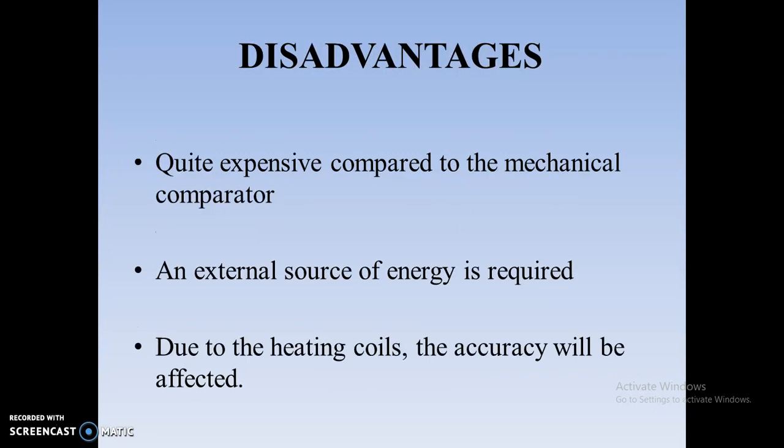What are the disadvantages? The first point is it is quite expensive compared to mechanical comparators. That means costlier than mechanical comparators. An external source of energy is required. We require an external source of energy, and since the coils get heated, the accuracy may be affected. If the coil temperature rises or if the heating takes place for a longer time, the accuracy will be affected.